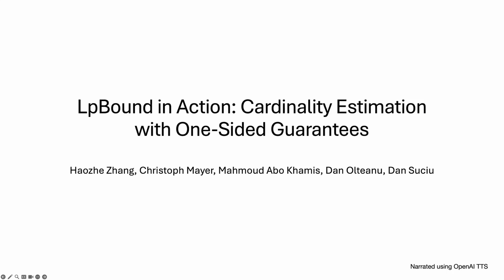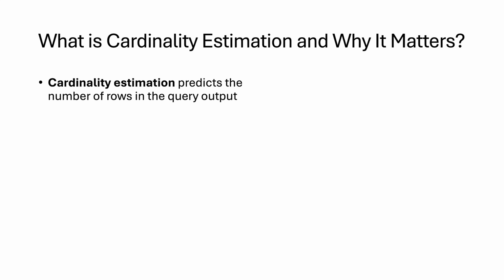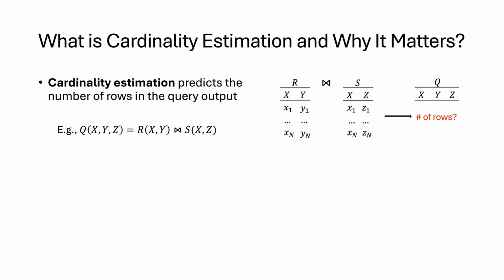In this video, I will demonstrate LpBound, a cardinality estimator with one-sided guarantees. Cardinality estimation is the process of predicting the number of rows in the query output. For example, consider the following query that joins the two tables R and S on column X. We want to estimate the number of rows in the output of this query.